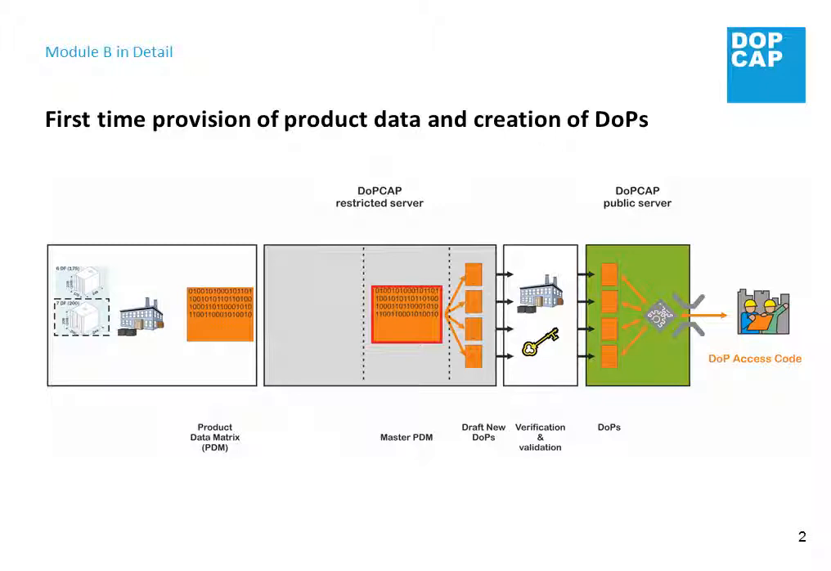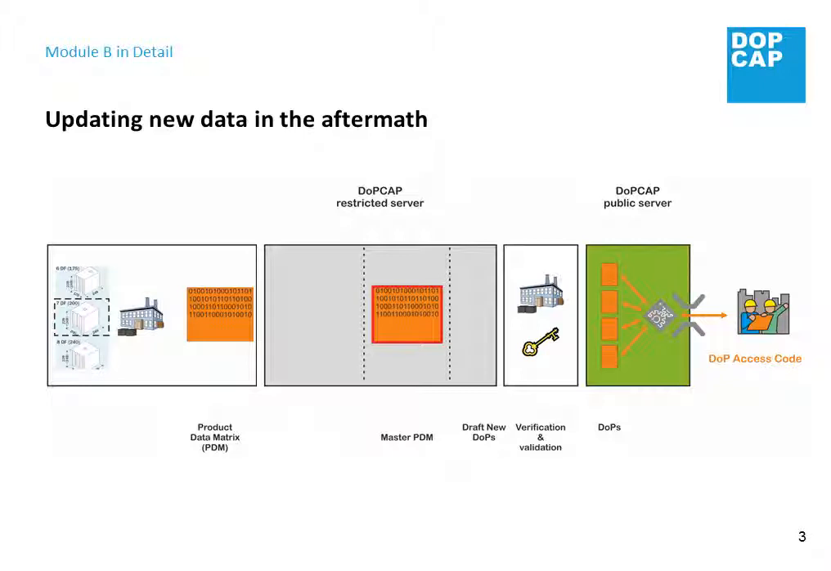When the process of validation has been finalized, the draft master PDM will become the, well, non-draft anymore, the real master PDM now. And the manufacturer will get a copy of it back so that he has the same data as is stored on the DoPCAP server. Once the validation process has been finalized and the copy of the master PDM has been transmitted to the manufacturer, all temporary files will be deleted.